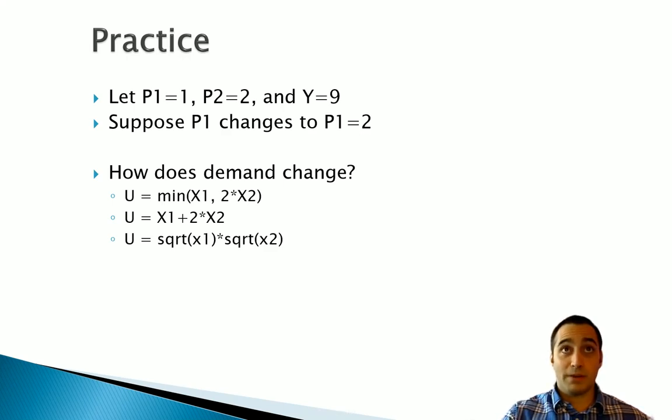Let the price of good 1 be 1, price of good 2 be 2, and your budget be 9. Then suppose that P1 changes to P1 equals 2. We have 3 different utility functions. One is your utility is the min of x1 and 2x2. Second is your utility is the sum of x1 and 2x2. And the third is your utility is the product of the square root of x1 and the square root of x2. Find the changes in demand due to each of these, and let me know how it went.